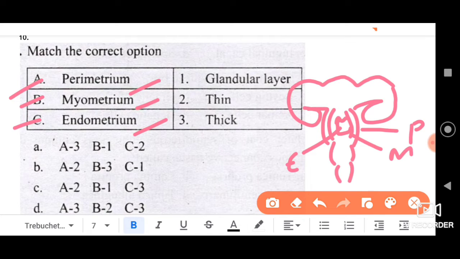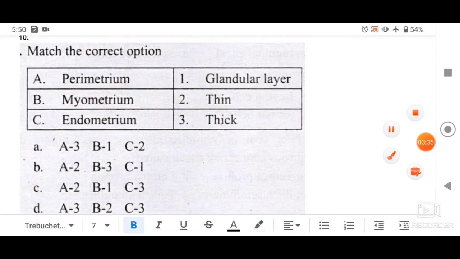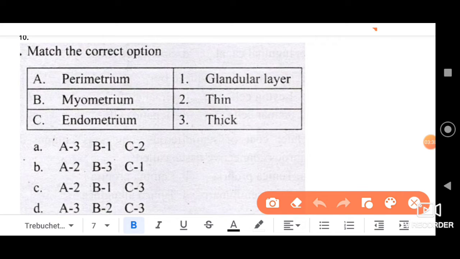Now here we need to know what the perimetrium is. The perimetrium is very thin, my dear friends, when compared to the myometrium, because the myometrium is very thick. So A you have to match with 2, because perimetrium is thin, myometrium is thick, so you have to go for option 3. And endometrium is the glandular layer, because in the endometrium we can find the endometrial glands.